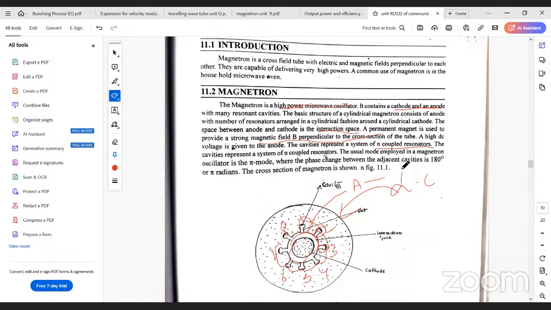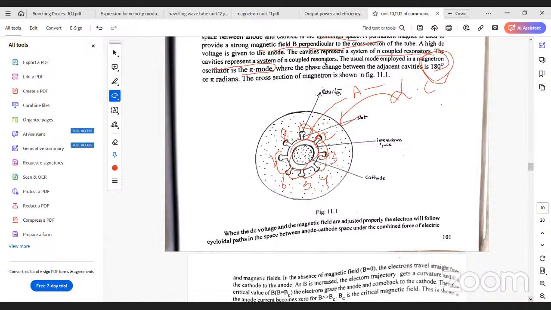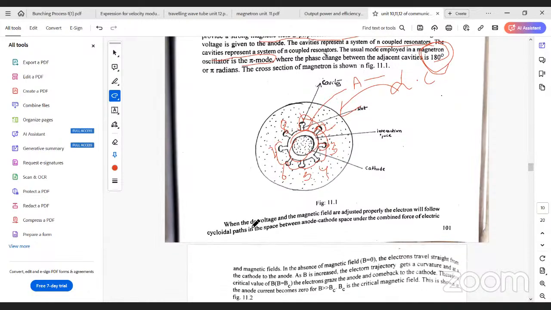Each resonator has a pi mode oscillation, where pi means 180 degrees, so the phase angle between each resonator is 180 degrees. You have to write the description of the diagram. After writing it, DC voltage and magnetic field are applied. After applying them, a cycloid path is produced between anode and cathode.